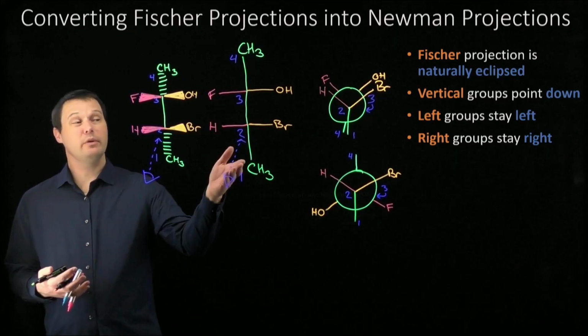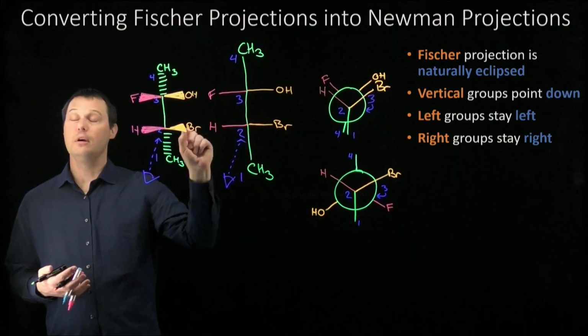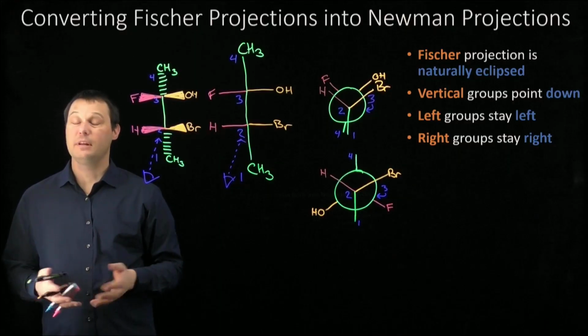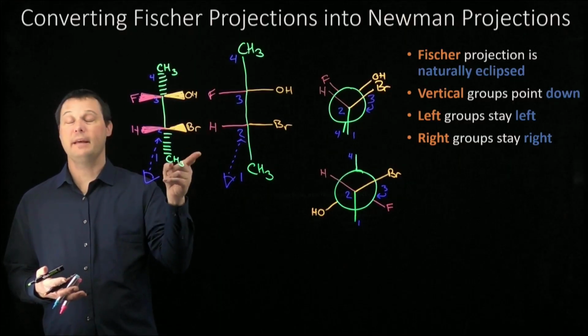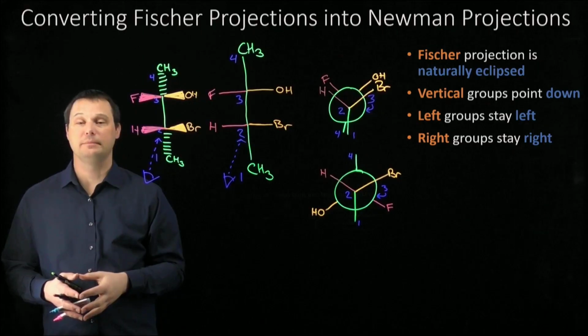Most of the time, though, we won't convert Fischer projections into Newman projections. We'll convert them directly into line angle structures. And if you'd like to level up your ninja levels even further, I have the video about that I'll link to down below. You got this, ninjas.